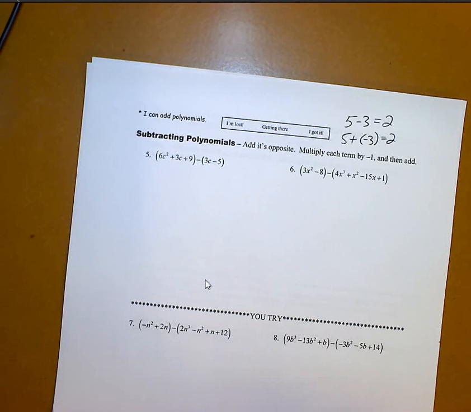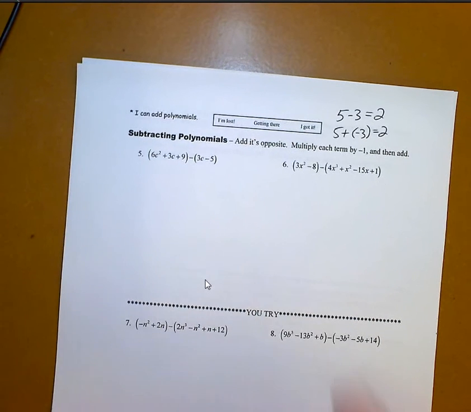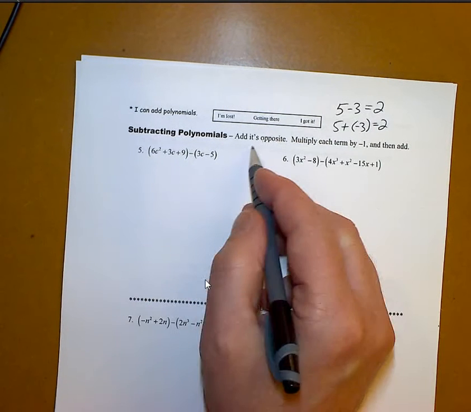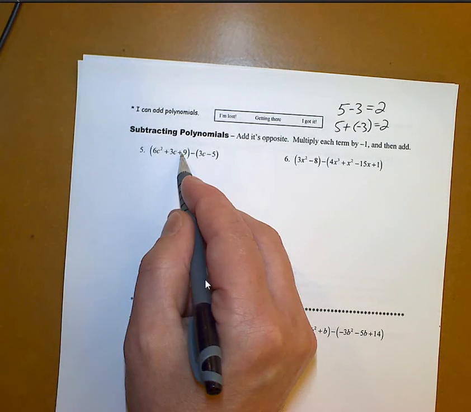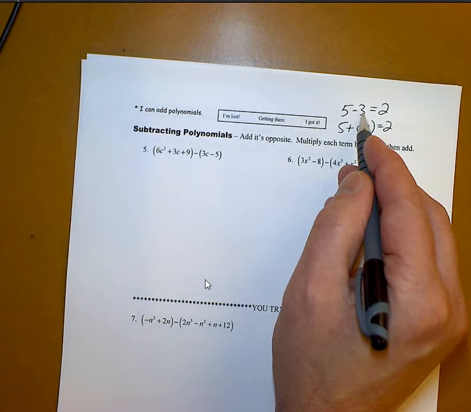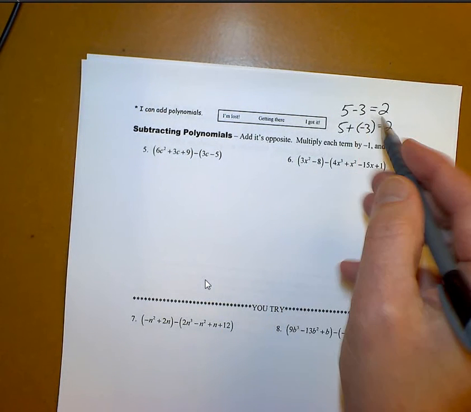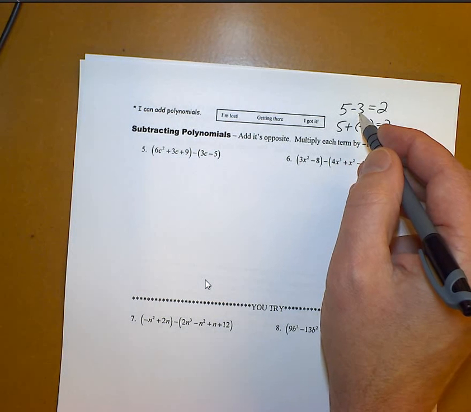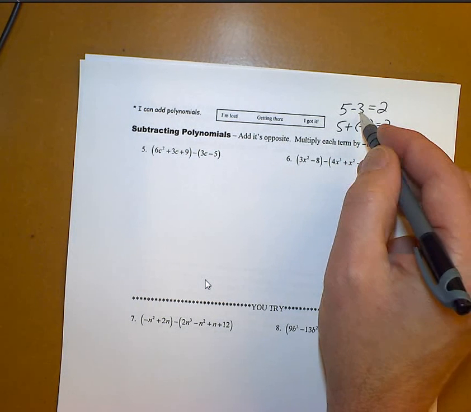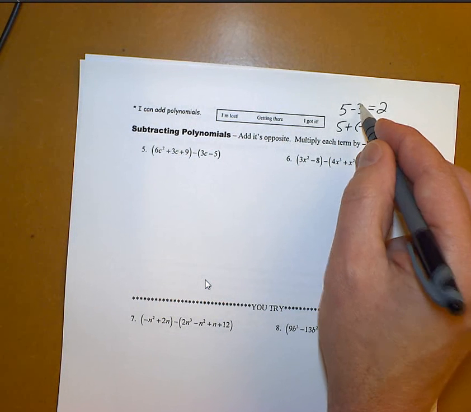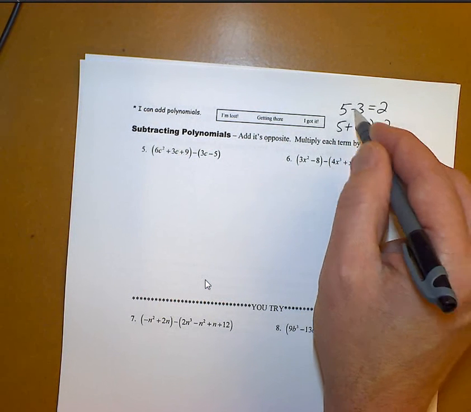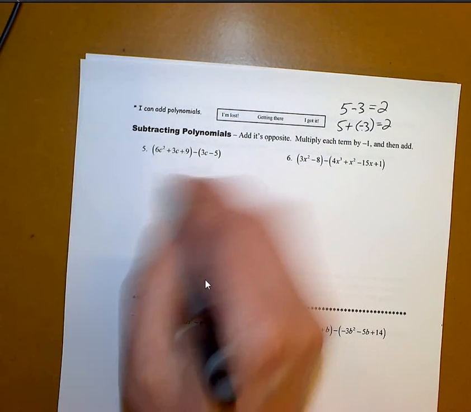Okay, so we can add its opposite. That's what we're going to do here. Multiply each term by negative 1, then add. So when we subtract, what this is talking about is, how did I do that? Well, I multiplied this term by negative 1, and then I added it. So I took the 3, multiplied it by negative 1, I get negative 3, and then I turn this to an adding sign. So what does that mean?